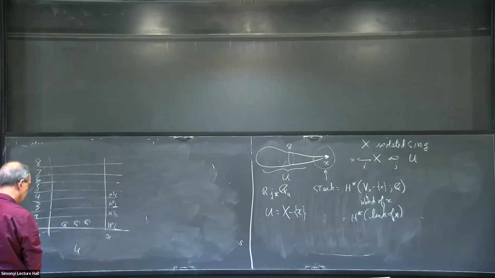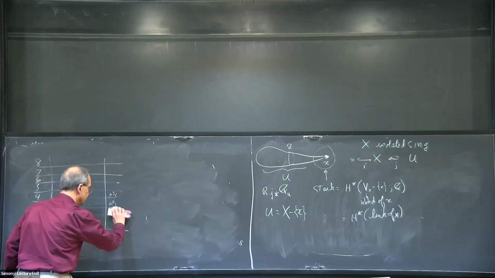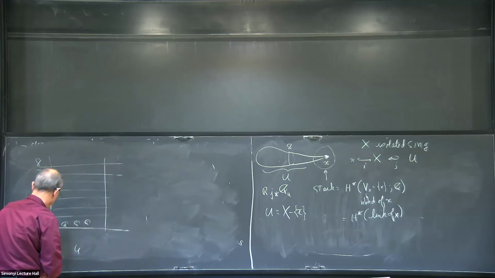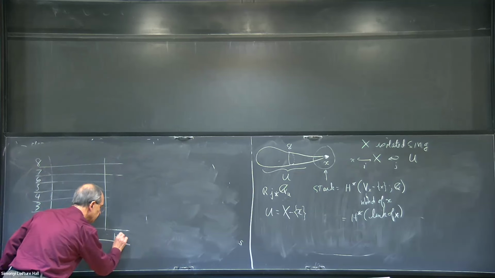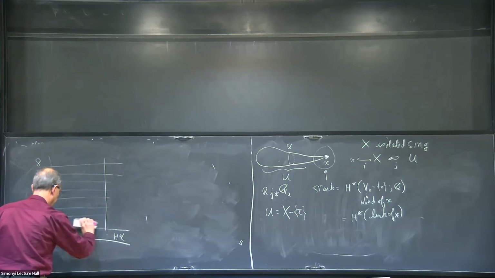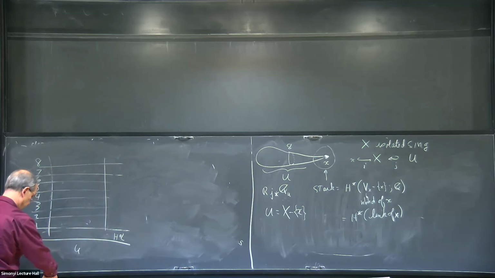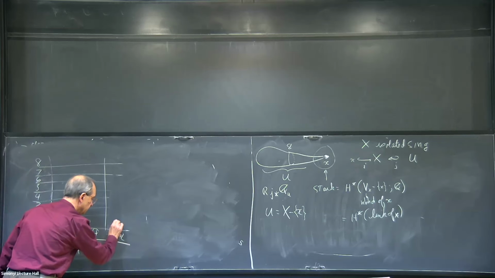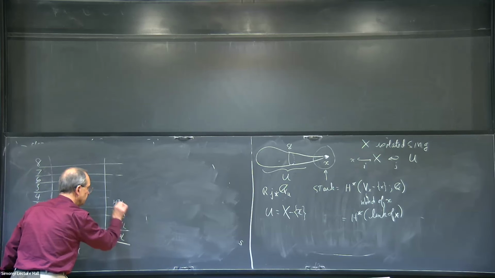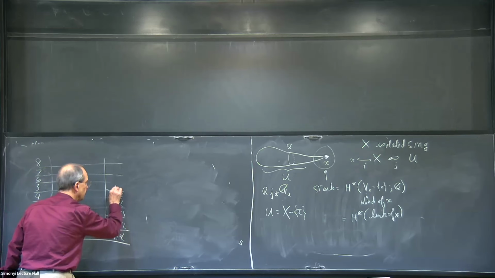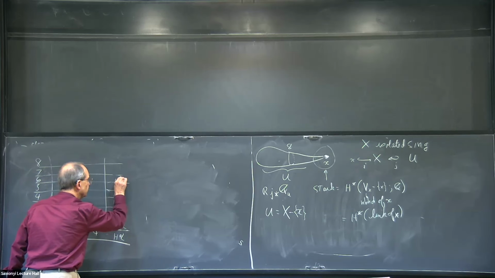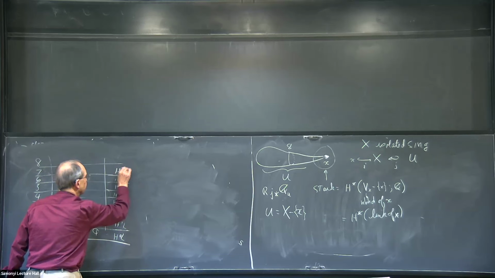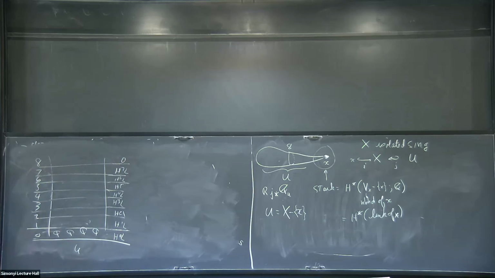Sorry. H0 of the link. In degree zero, we just have the constants. H0 of the link, H1 of the link, H2 of the link, H3 of the link, H4 of the link, H5 of the link, H6 of the link, H7 of the link, and zero. That's what the stalk cohomology looks like over the singular point.